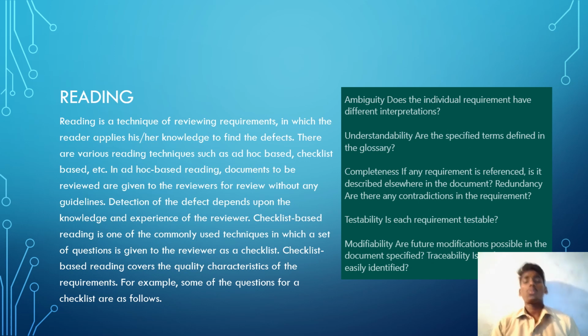For example, some of the questions for a checklist are as follows. Ambiguity: does the individual requirement have different interpretations? Understandability: are the specified terms defined in the glossary? Completeness: if any requirement is referenced, is it described elsewhere in the document? Redundancy: are there any contradictions in the requirement? Testability: is each requirement testable? Modifiability: are future modifications possible in the document specified? Traceability: is each requirement easily identified?